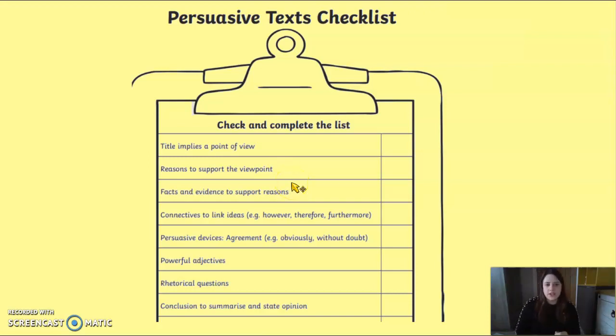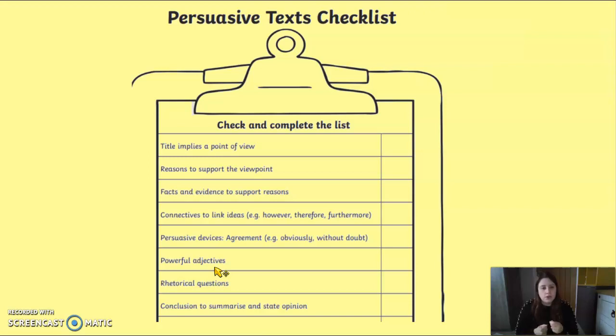We want to give some fact and evidence. So I might have a quote from someone that says, Camp Green Lake is amazing, and things like that. You want to think about your powerful words, the adjectives to describe things, and rhetorical questions to question the reader. So basically, the whole leaflet is going to persuade and convince whoever's reading it that the place you are talking about is amazing. Now, I wouldn't worry too much about that because we will come back to that when we write our leaflet, because we're not going to do any writing today.